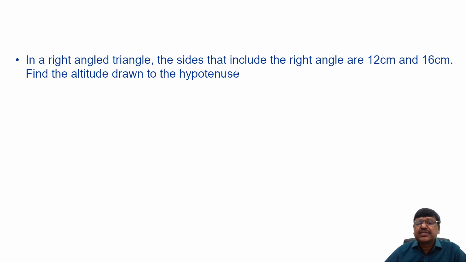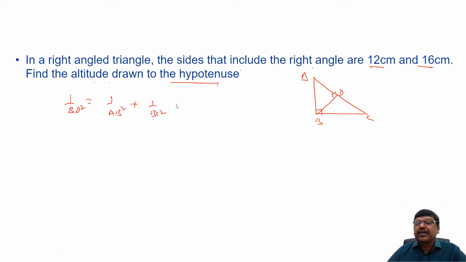In a right angle triangle, the sides that include the right angle are 12 centimeters and 16 centimeters. Find the altitude drawn to the hypotenuse. We have discussed just now that in a right angle triangle, say ABC, with the right angle at B, this is the hypotenuse, and this is the altitude drawn to the hypotenuse, let us say D. We discussed just now that 1 by BD square equals 1 by AB square plus 1 by BC square. Here what are AB and BC? The sides that include the right angle, which are 12 and 16.